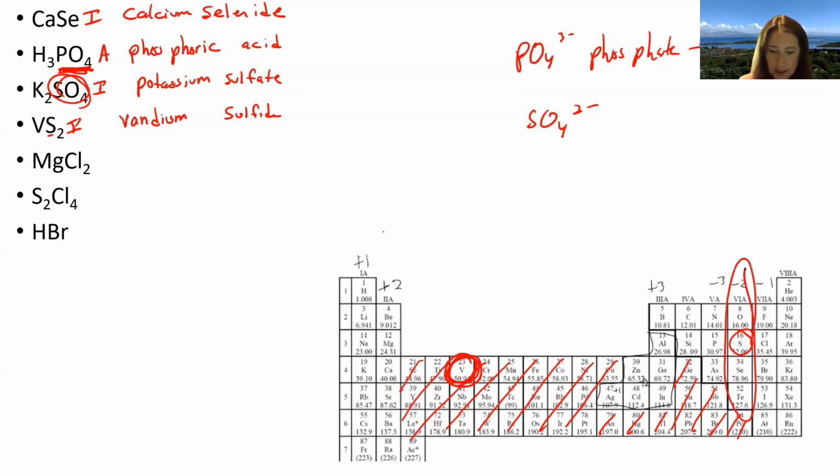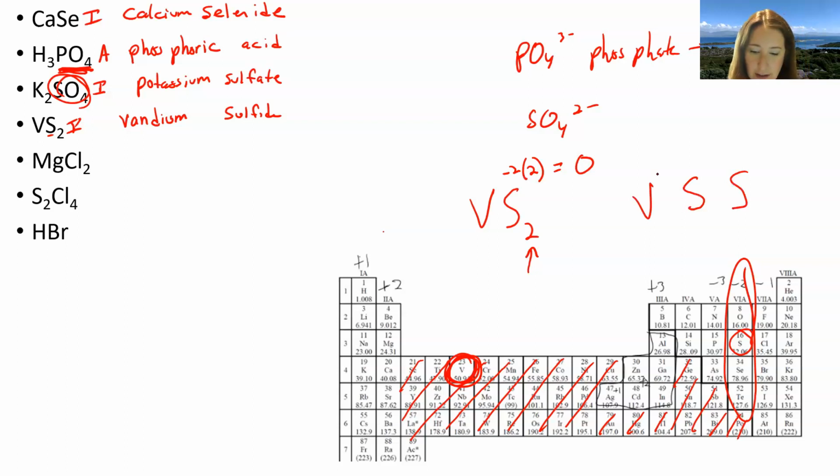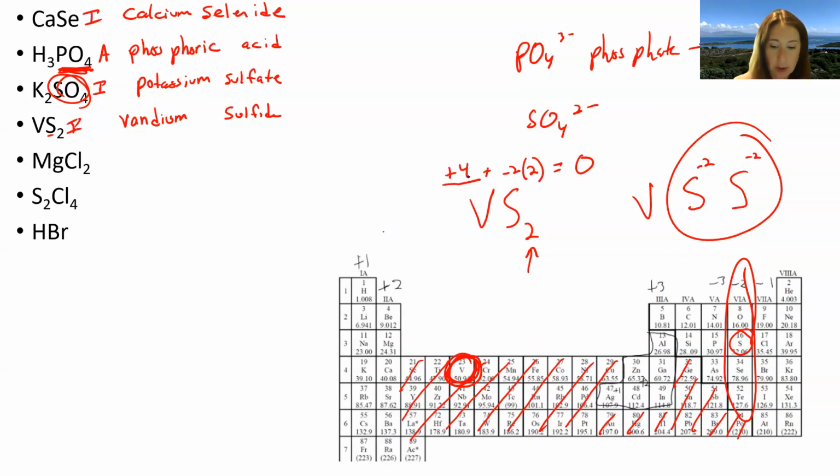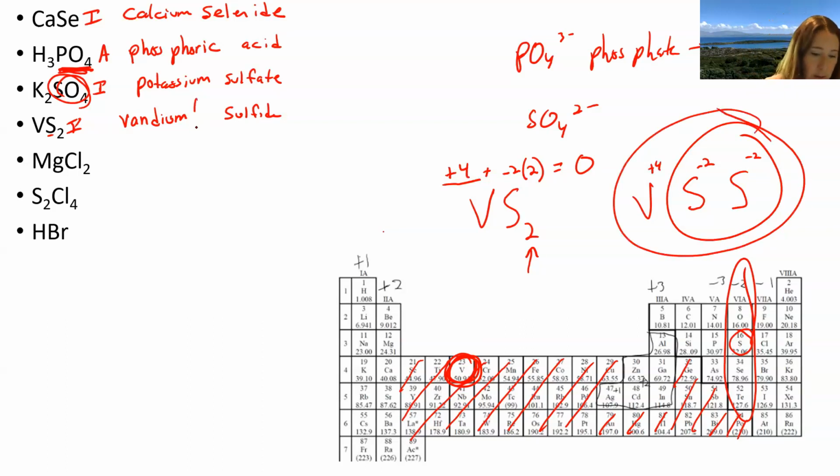Sulfur is in this group, so it's -2. There's 2 sulfurs, so we have V and an S and an S. This one's -2, this one's -2. Together, these are a -4. So this must be a +4 in order for all these to add up to 0. So this means vanadium(IV) sulfide. Okay, next one.